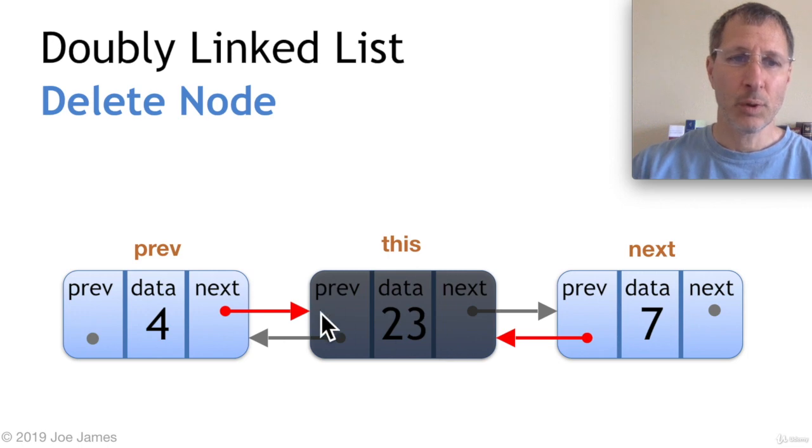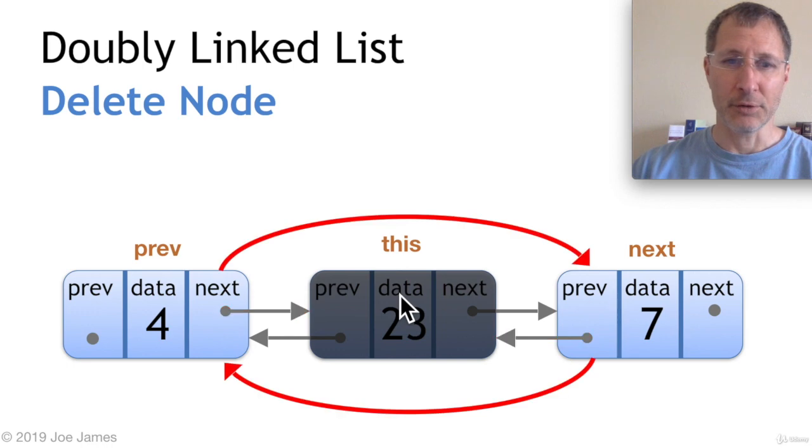So how do we delete it? Well, we look at this pointer from the previous node that's pointing to this node. And we look at the pointer from the next node that's pointing to its previous node, right? These ones that are pointing to this node, they have to be fixed. They basically just have to bypass it.